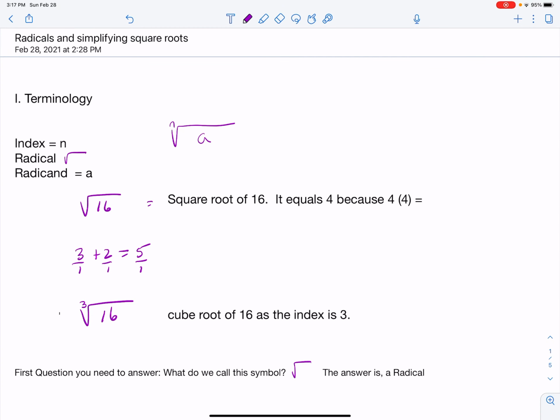All right. Welcome to our lesson on radicals and simplifying square roots. So I'm going to give you a lesson on this because we're going to use it in chapter 8. And this is going to go into your participation, notebook grade, that kind of a thing.